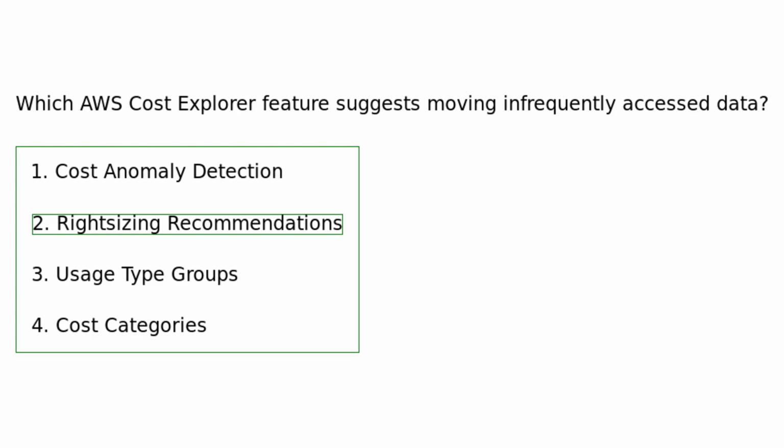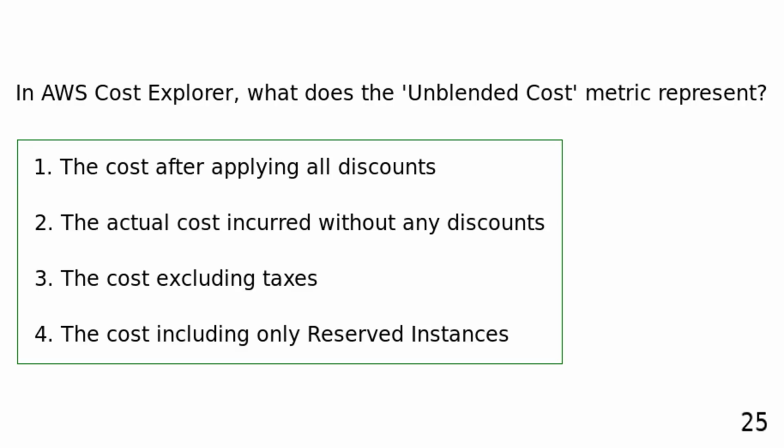Right-sizing recommendations in AWS Cost Explorer may suggest moving infrequently accessed data from standard S3 to lower-cost tiers like S3 Standard-IA or Glacier. In AWS Cost Explorer, what does the unblended cost metric represent? The cost after applying all discounts. The actual cost incurred without any discounts. The cost excluding taxes. The cost including only reserved instances.